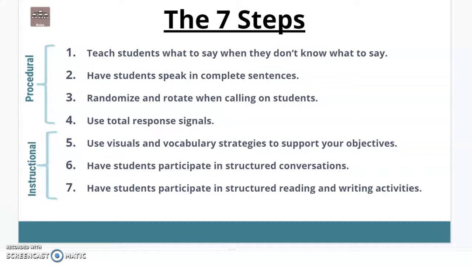Then the next 3 are instructional. These steps, you actually use them for instructional purposes. These are the steps like use visuals and vocabulary strategies to support your objective. Have students participate in structured conversation, and we'll talk about that later on. And then, of course, have students participate in instruction, reading, and writing activities.